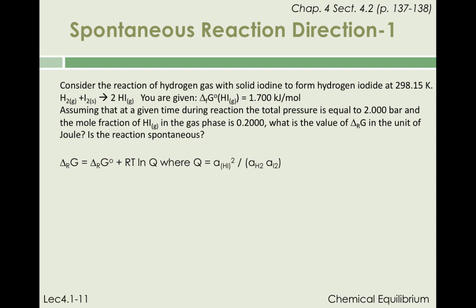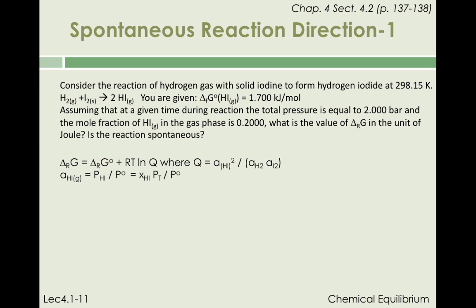First, we write ΔrG equals ΔrG standard plus RT times the natural log of Q, where Q is the ratio of the square of the activity for HI to the product of activity for H2 gas and activity for I2 solid. The square for the activity of HI reflects the stoichiometric coefficient of 2 for HI in the reaction equation. The activity of HI is the ratio of the partial pressure of HI to the standard pressure.